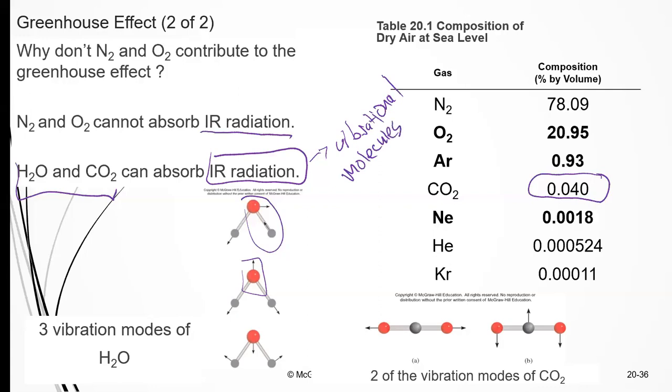Your visible light and your ultraviolet light, that's more involved with the changing of energy levels by your electrons.